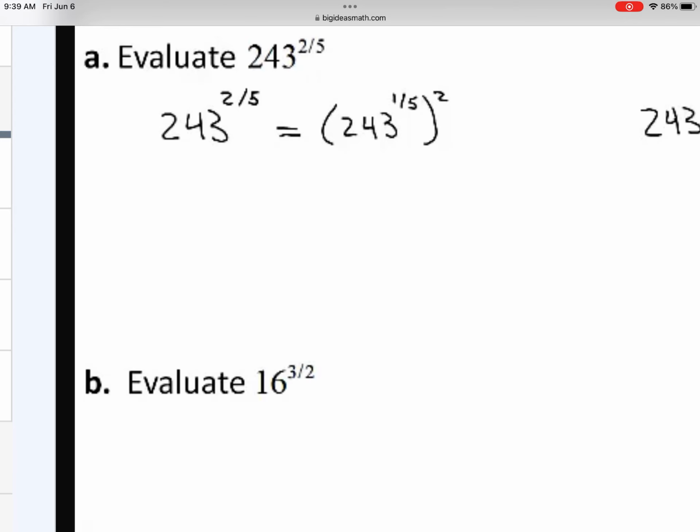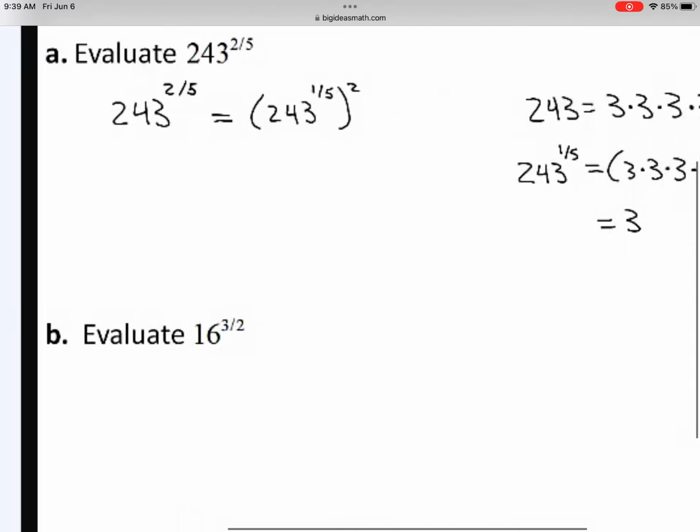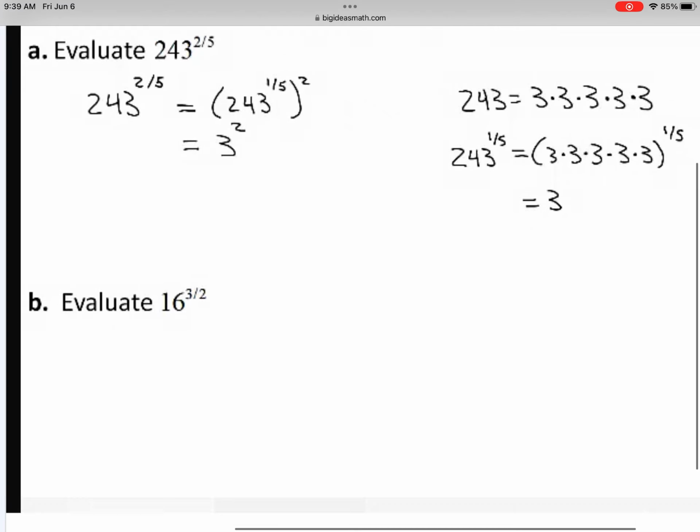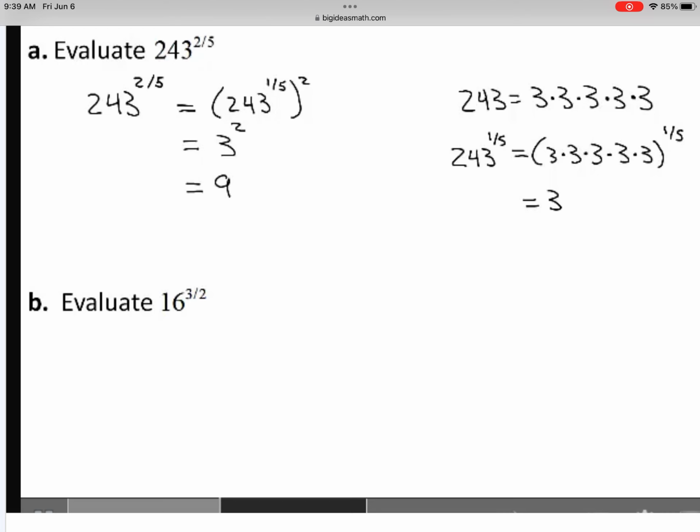So 243 to the 1/5 power equals the quantity 3 times 3 times 3 times 3 times 3 to the 1/5 power, or 3. Because 243 to the 1/5 power equals 3, 243 to the 2/5 power equals 3 to the second power, or 9. So 243 to the 2/5 power equals 9.